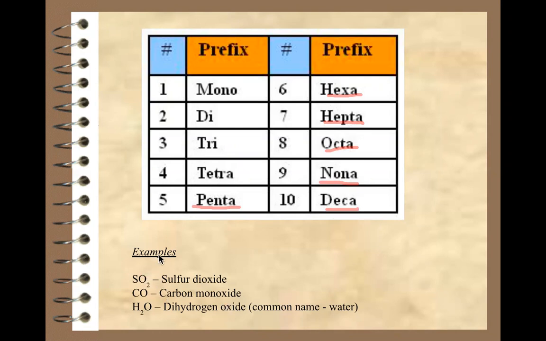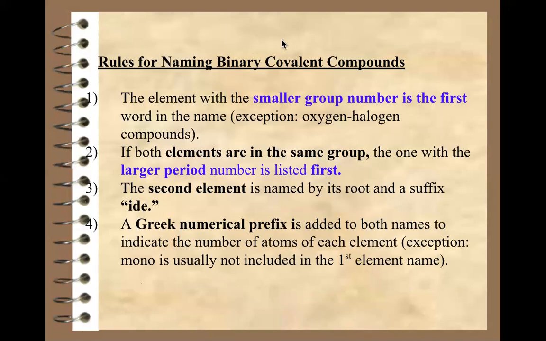So, example. The first one is sulfur. See, always the first element comes with the same name as you see in the periodic table. And how many sulfur? Only one sulfur. But do you remember the exception we saw in the previous slide? You don't have to use the prefix mono for the first element when there is only one of it. So the exception is mono is usually not included for the first element name. So you will use mono only for the second element.